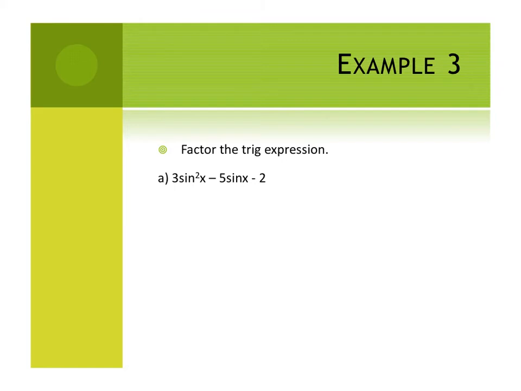Okay, this one tells you to factor the trig expression. So I've got 3 terms there. It's a trinomial, okay? If I wanted to replace, let's say that a is sine of x, this becomes 3a squared minus 5a minus 2. And then it might be a little bit easier to factor, but then I've just got to put the sine in at the end.